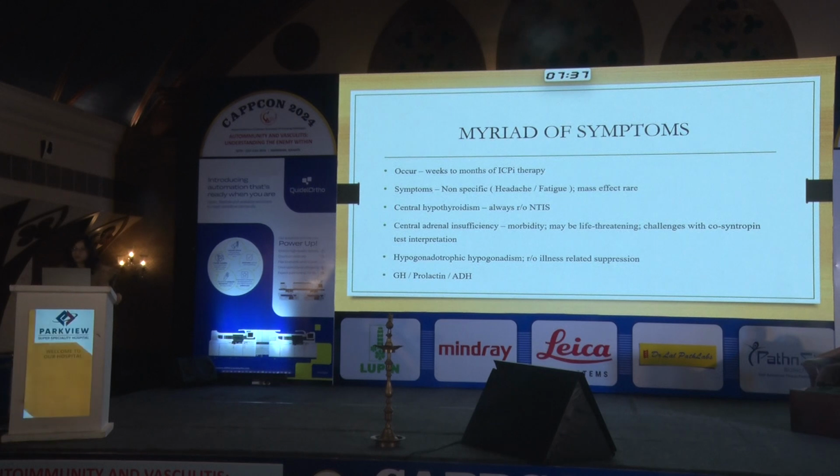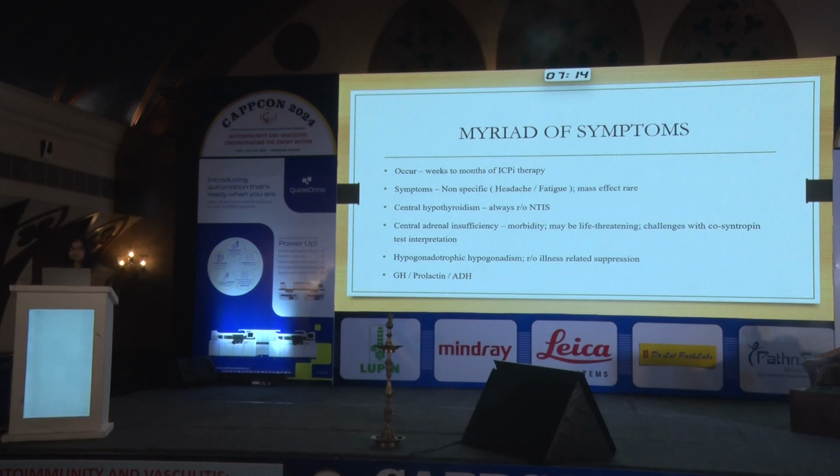Central hypothyroidism and central adrenal insufficiency. These are two features which are very, very clinically relevant, because if we miss a central adrenal insufficiency, then the patient would land up in a very bad state, and due to glucocorticoid deficiency, he or she might land up in crisis, and that would be a life-threatening situation. So we really need to pick up central hypothyroidism and central adrenal insufficiency.